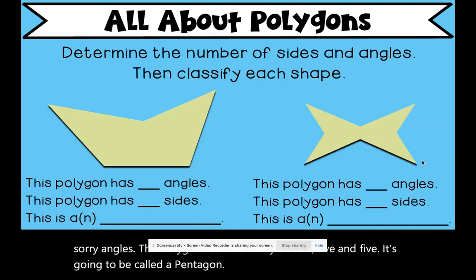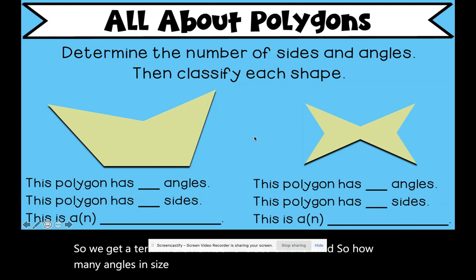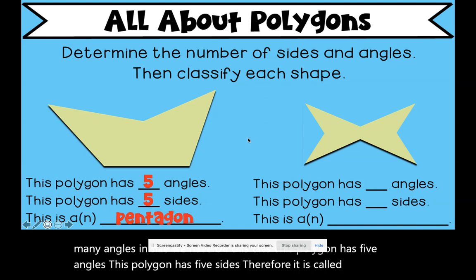So we got to determine the number of sides on this one. So how many angles and sides do we have on this one? This polygon has 5 angles. This polygon has 5 sides. Therefore, it is called a pentagon.